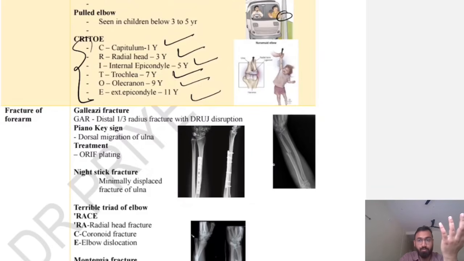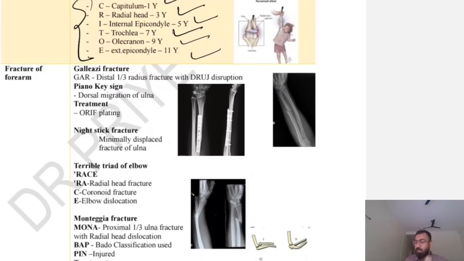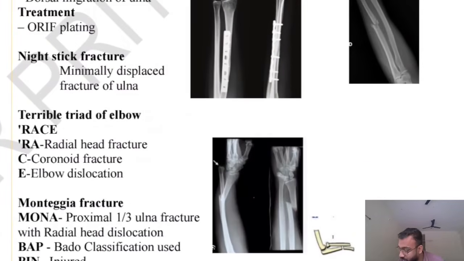Now we are going forward to the fracture of radius ulna. In fracture of radius ulna, the first is Galeazzi fracture. We have learned that it is a fracture of necessity. It is a distal one third of radius fracture along with DRUJ disruption. You can see this is the distal 1/3 of radius fracture, and this is the DRUJ disruption. This is disruption of the distal radio-ulnar joint.